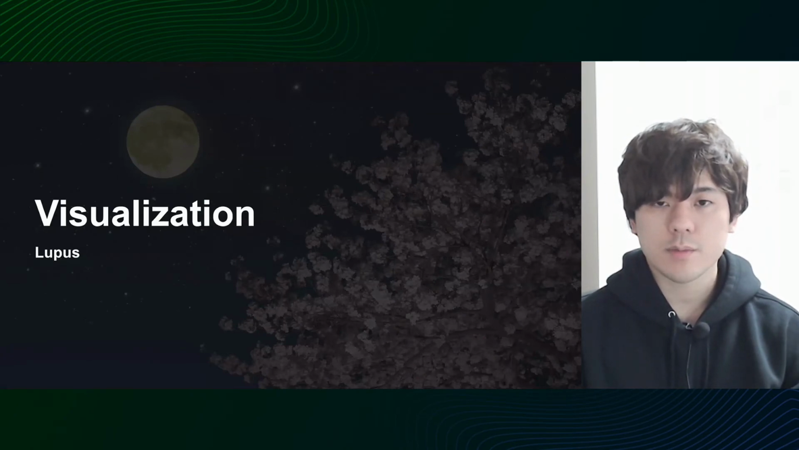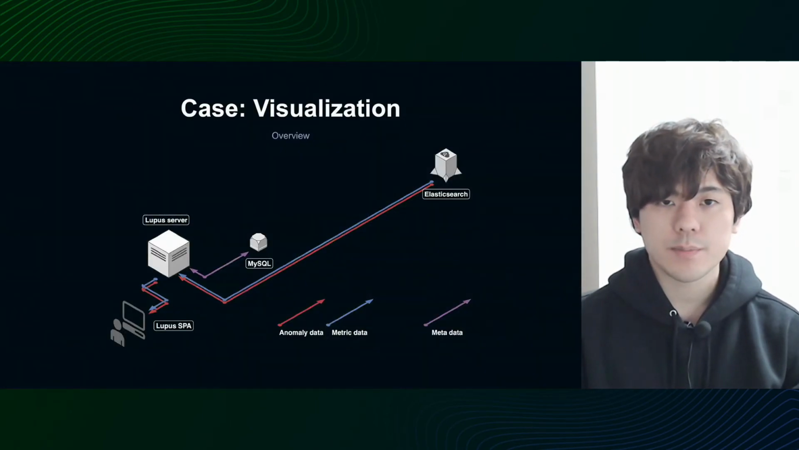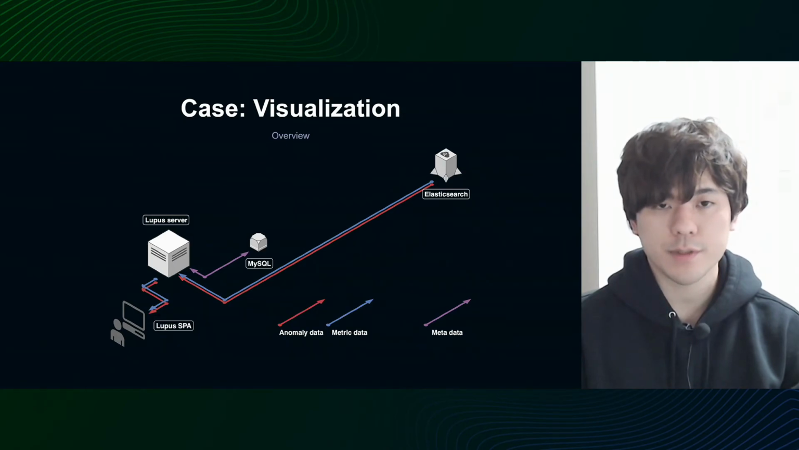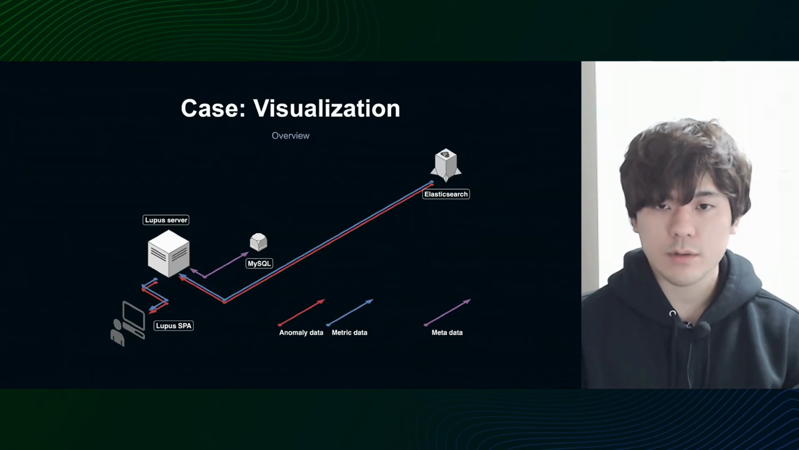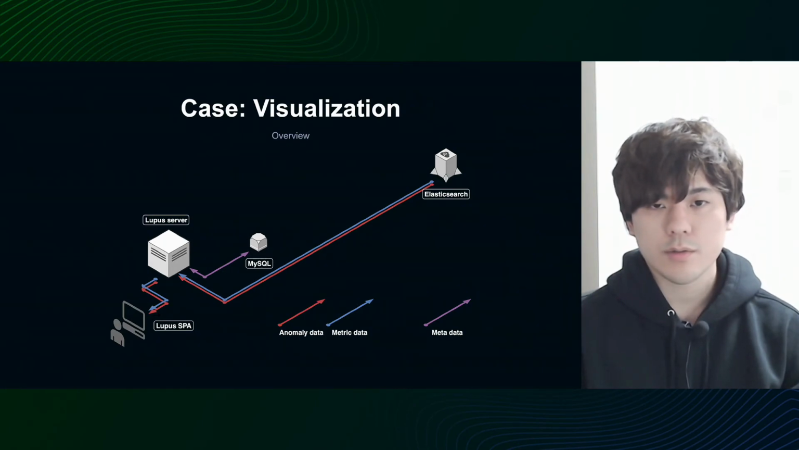Finally, I will explain the visualization part using Lupus SPA. The Lupus SPA is a single-page application to visualize collected metrics and alerts. The information to be displayed is stored in Elasticsearch and retrieved via the Lupus server. The Lupus server has user authentication and controls who can see which metrics. So only users with proper permissions can see the information.